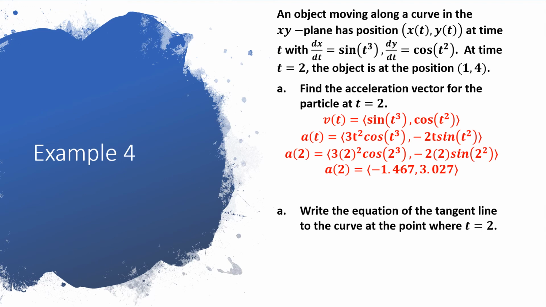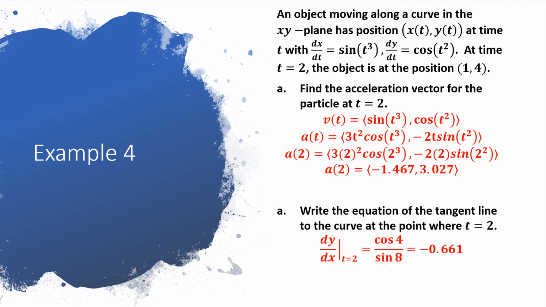The next problem says write, and that should say part B, it says write the equation of the tangent line to the curve at the point where t equals 2. Well, the first thing I need to figure out is dy/dx at 2. And so remember, with our parametric equations, dy/dx is going to be dy/dt over dx/dt.